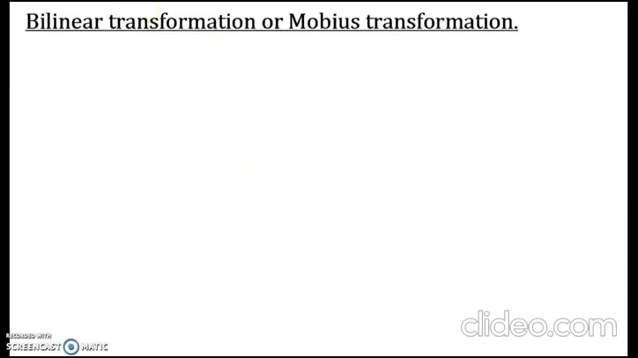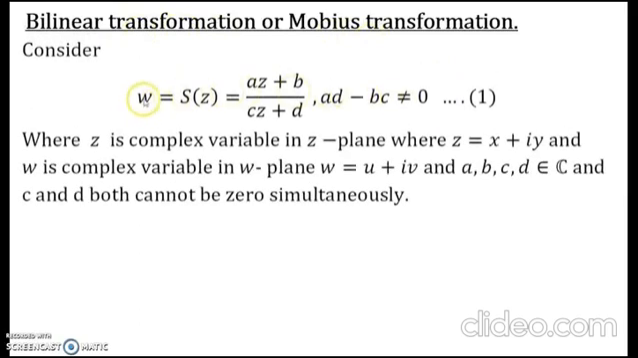So let us move on to the bilinear transformation or Mobius transformation. Consider w equal to S of z, which is equal to (az plus b) by (cz plus d), where ad minus bc is definitely not equal to 0.